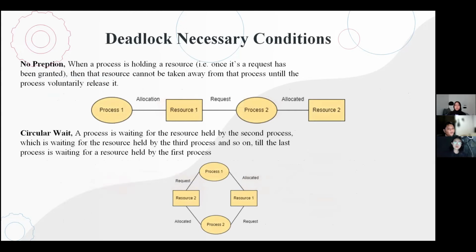The third one is no preemption. When a process is holding a resource, once its request has been granted, that resource cannot be taken away from the process until the process voluntarily releases it.